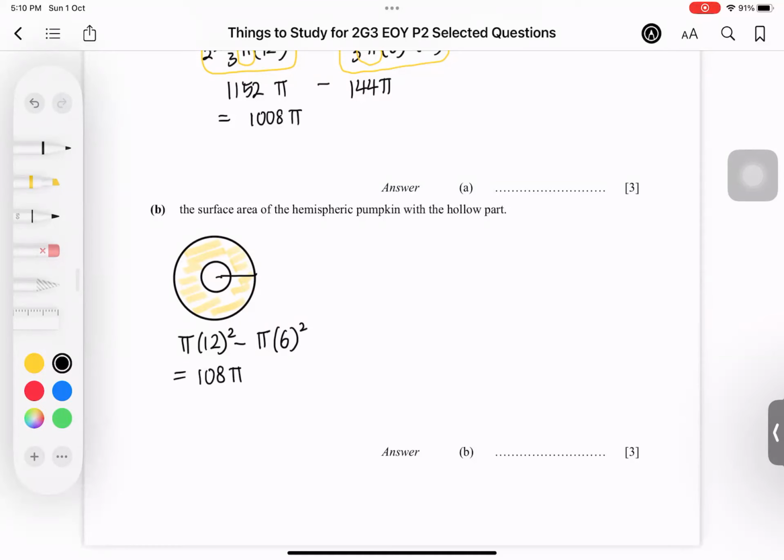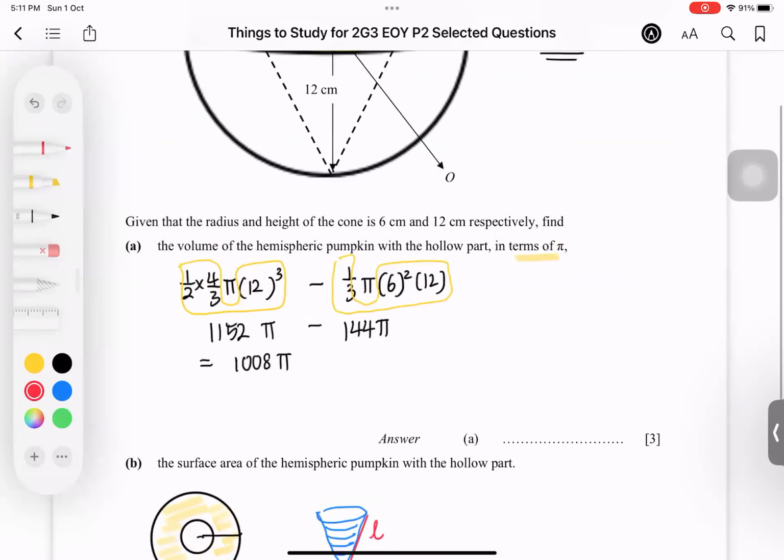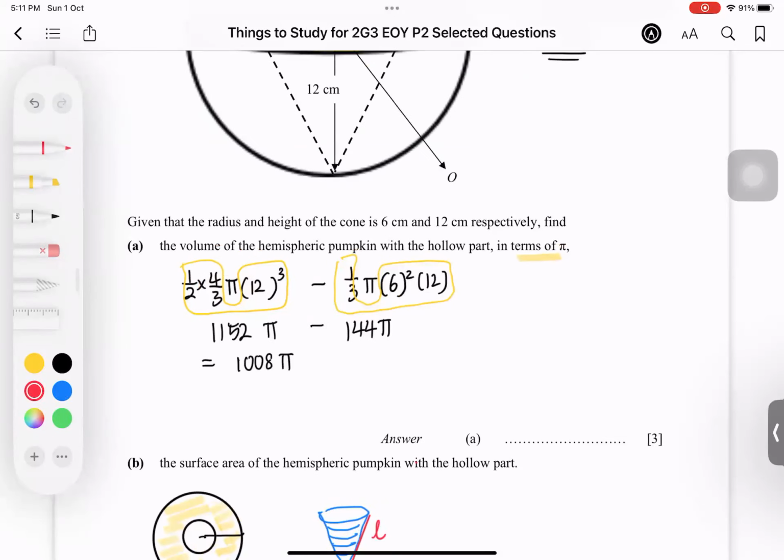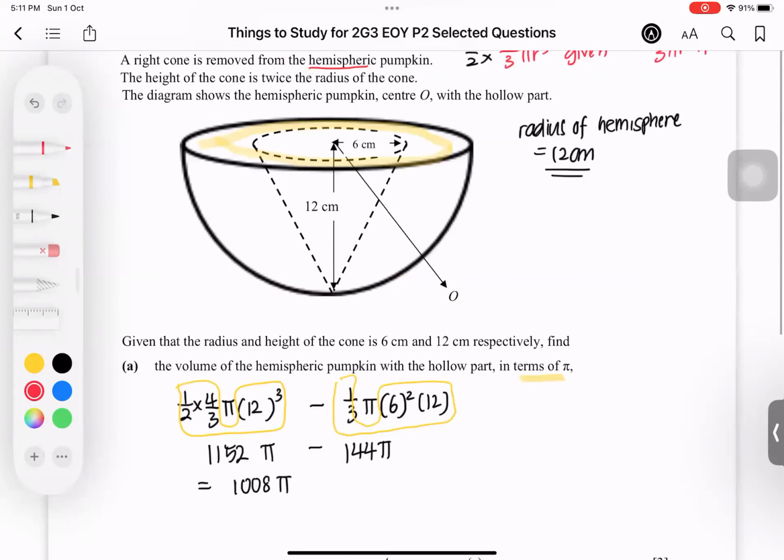Then next, looking from the top down in, there is another part, the thing that is inside: the curved surface area of the cone. The curved surface area of a cone is given by pi r l. So that means I need to find the slant height. How do I find this slant height? Let's go back here. I need to find this slant height, and from this I can see this is my vertical height, which is 12, and this is the radius, which is 6.